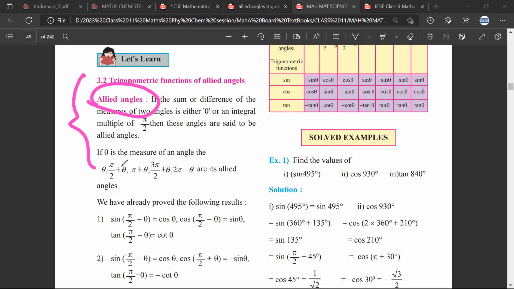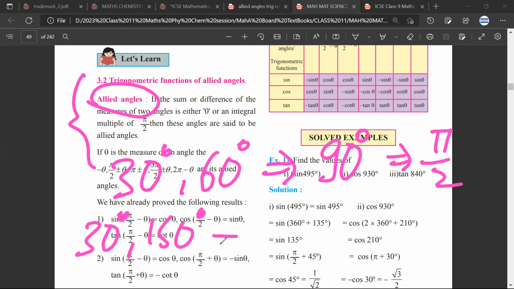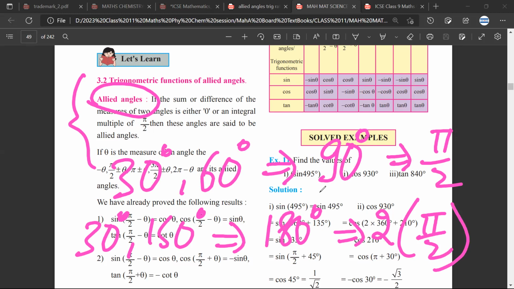So, for example, if I have two angles like 30 degree and 60 degree, are they allied angles? Yes, they are allied angles because the sum of these angles is 90 degree. 90 degree is basically pi by 2. If I have one angle 30 degree, other angle is 150 degree, do they constitute allied angles? Yes, they constitute allied angles because the sum is 180 degree, which is twice of pi by 2. Is it making sense?